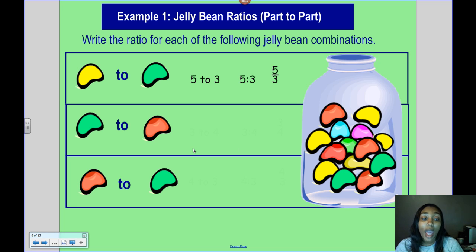Then we want to see how many red jelly beans we have. And if we look at our jar again, we see that we have 4 red jelly beans. So the ratio would be 3 to 4. And again, we can write that in 3 different ways. But keep in mind, this is not 3/4. This is 3 to 4, meaning 3 green jelly beans for every 4 jelly beans. So it is a difference.